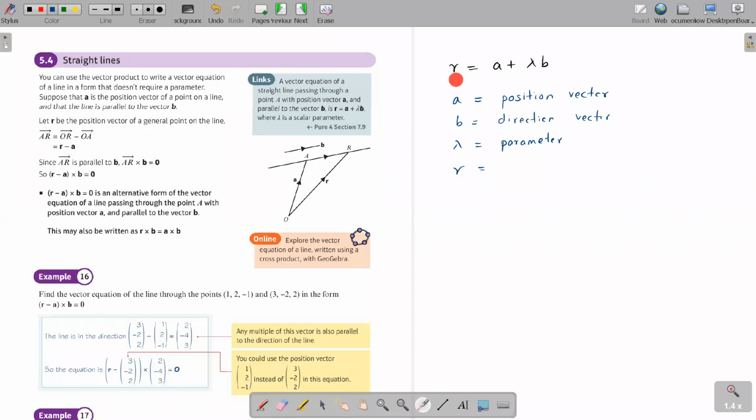That is the most important thing. Position vector. The position vector of, can you be a little bit more specific? Position vector of what? The general point. General point of what? The line. Any coordinate on your line.